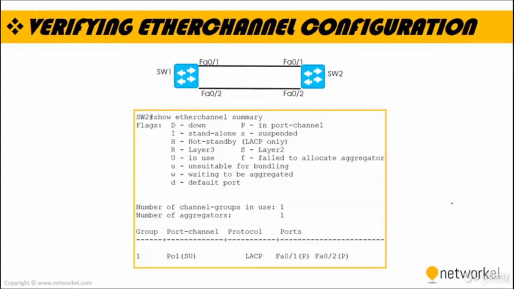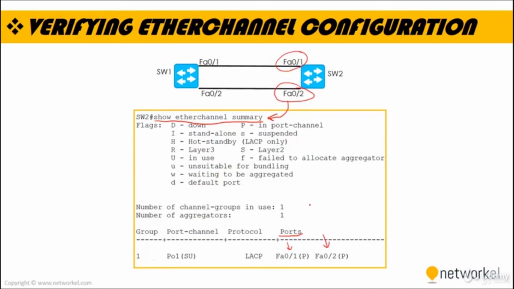To verify the EtherChannel configuration, our command is show etherchannel summary. We are seeing the ports, the groups, the port channel, whether it is in use or not, and the protocol or something like that. Okay, let's go ahead. On switch 2, we are typing the show etherchannel summary command. Cool. And I'm seeing the bundled ports in the EtherChannel, and they are FastEthernet 0/1 and FastEthernet 0/2, as you can see in here.